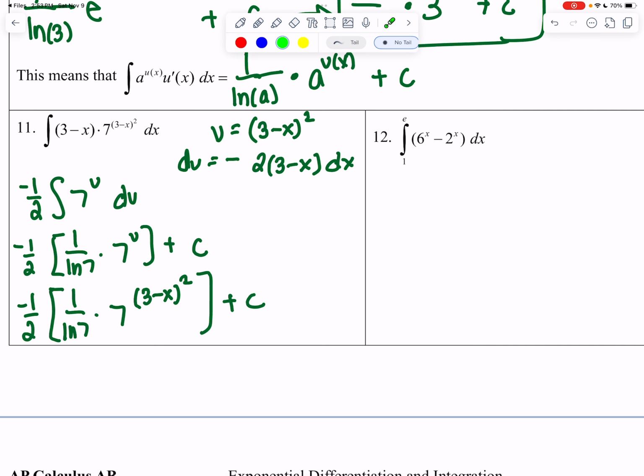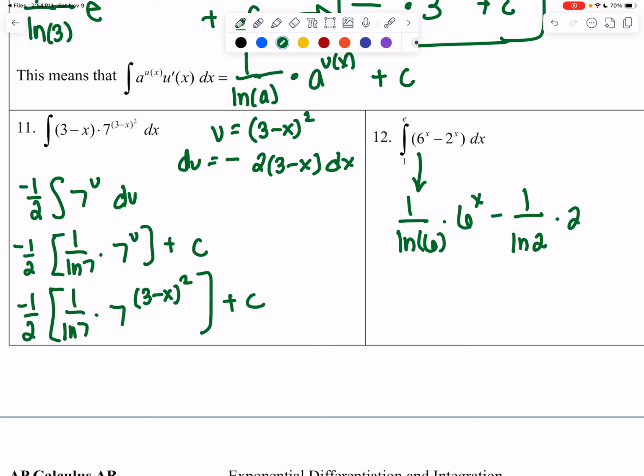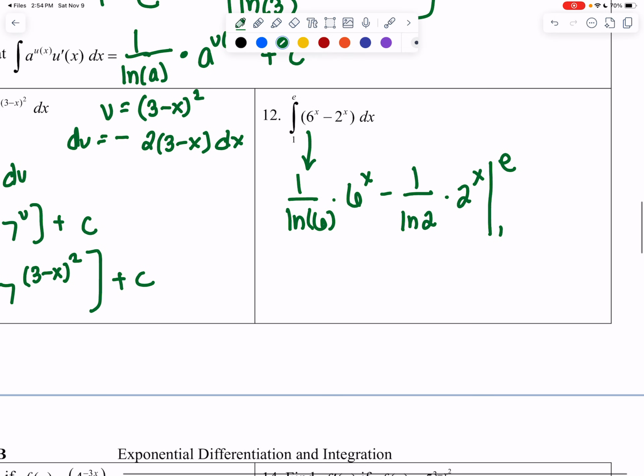All right, for number 12, we have a definite integral. We have 6 to the x and we have 2 to the x, so we know what the antiderivative of that, hopefully, is by using our little formula. So we have 1 over ln of 6 times 6 to the x minus 1 over ln of 2 times 2 to the x. And then my bounds are going to be from 1 to e.